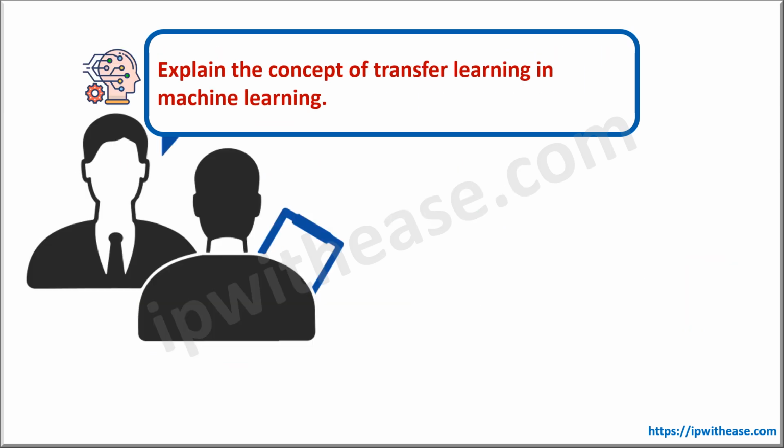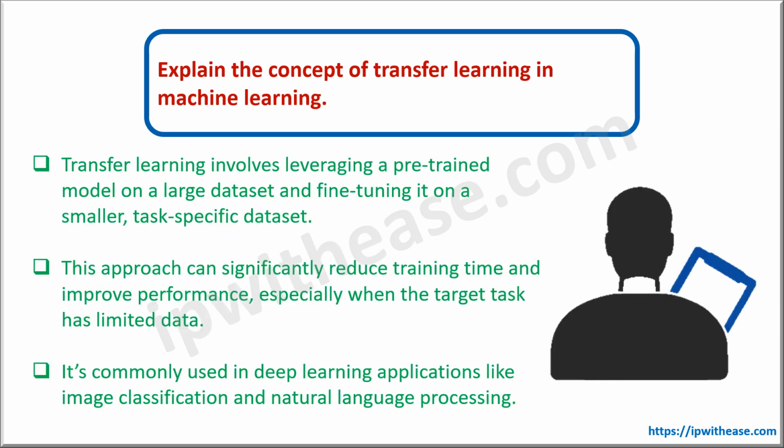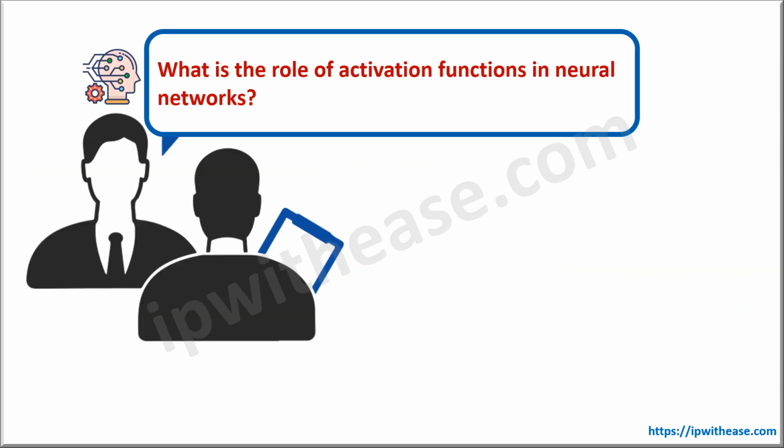Can you explain the concept of transfer learning in machine learning? Transfer learning involves leveraging a pre-trained model on a large data set and fine-tuning it on a smaller task-specific data set. This can significantly reduce training time and improve performance, especially when the target task has limited data. And it's commonly used in deep learning applications like image classification and NLP.